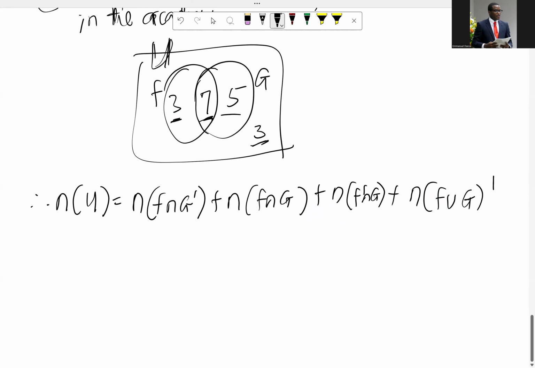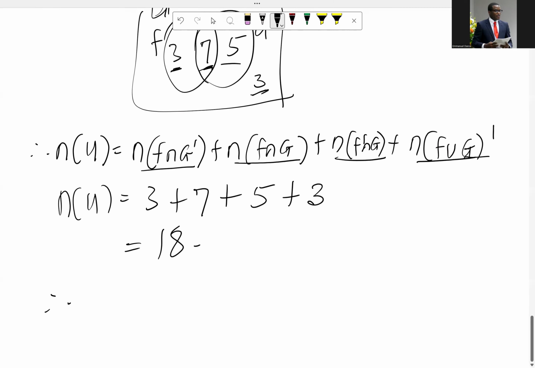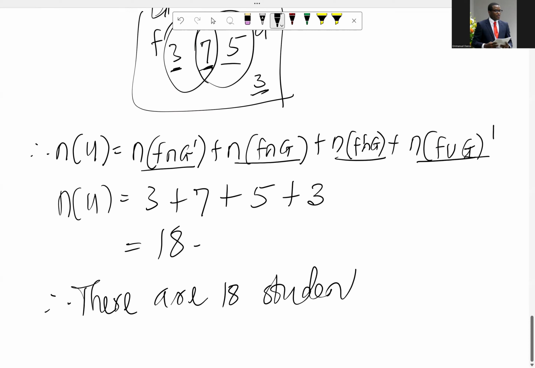That is those who are outside. So now n(U) is 3 for this, plus 7 for this, plus 5 for this, plus 3, which is outside. So those who are outside. And that is 10, 15, 18. Okay, so you can say, therefore, there are 18 students in the academy.